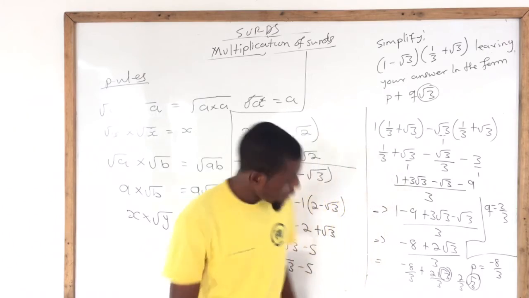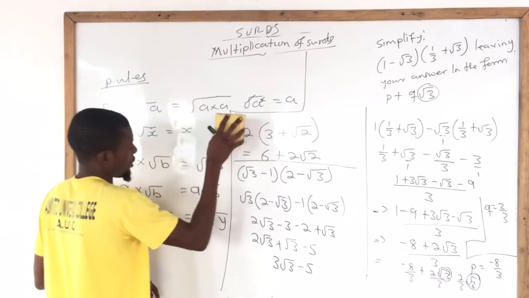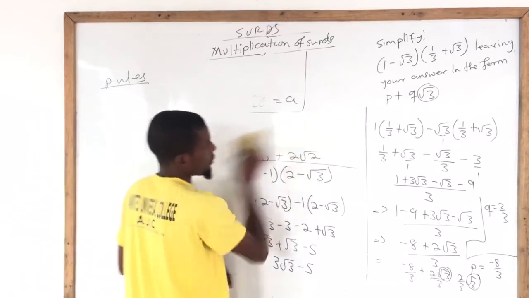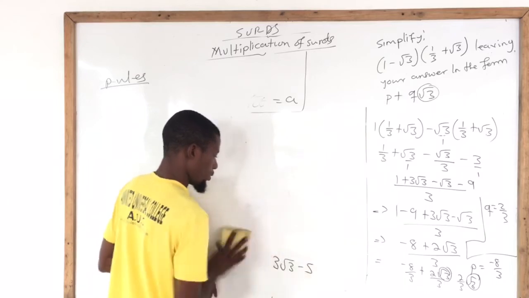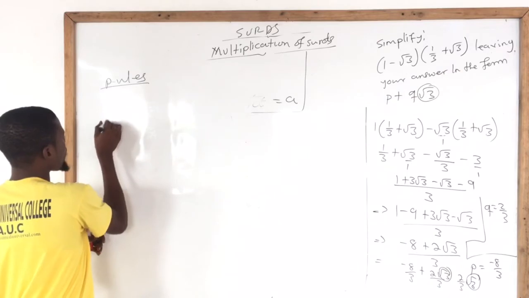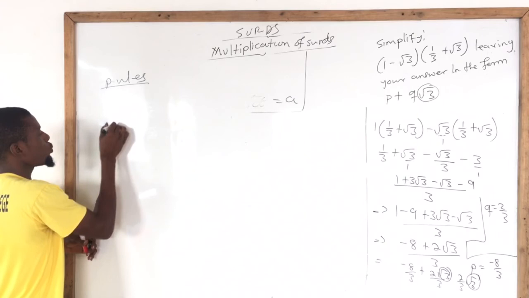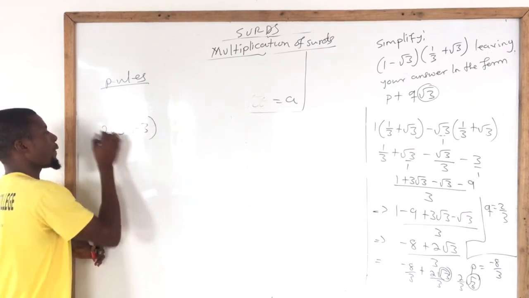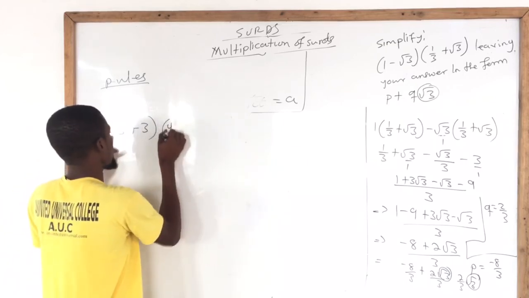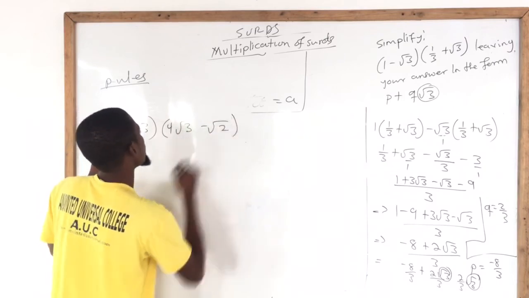All right, so let's take this last question. Let's take this last question. So I have 4, I have 2 root 3 plus 3, multiplying 4 root 3 minus root 2.